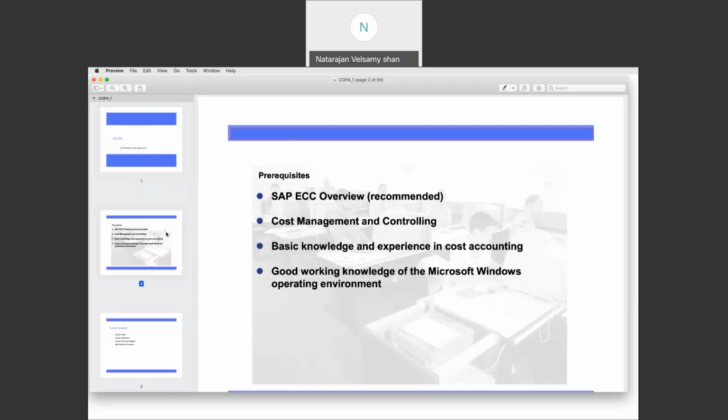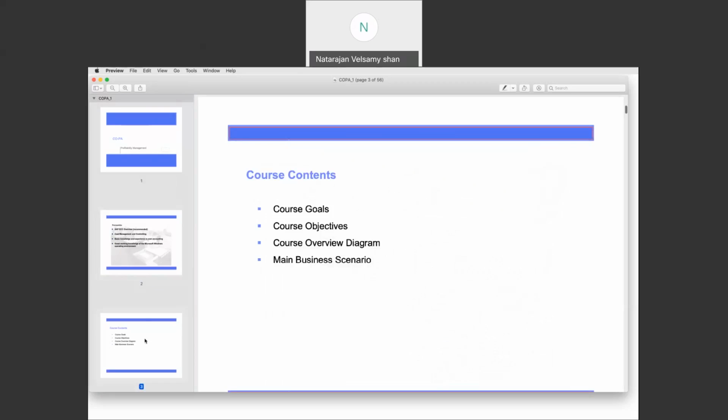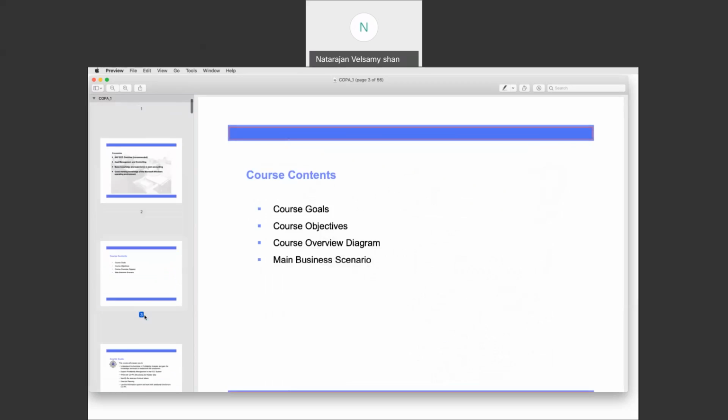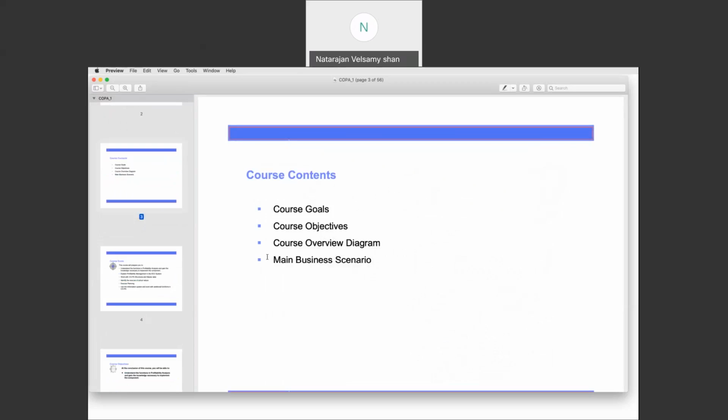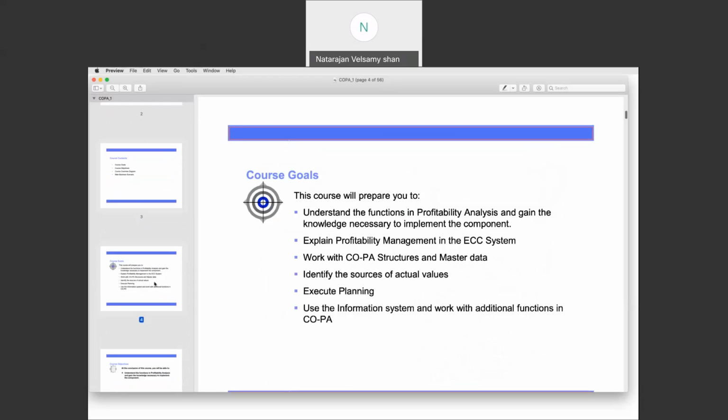The prerequisite for this SAP overview is recommended cost management and controlling basic knowledge of cost accounting, and good working knowledge in the Microsoft Windows operating system. The course contents are course goal, course objective, course overview diagram, and main business scenario.